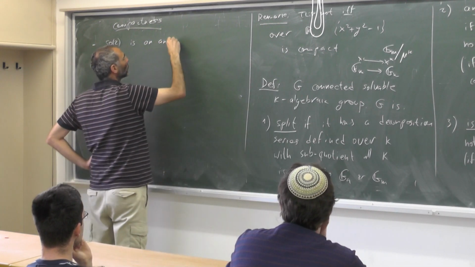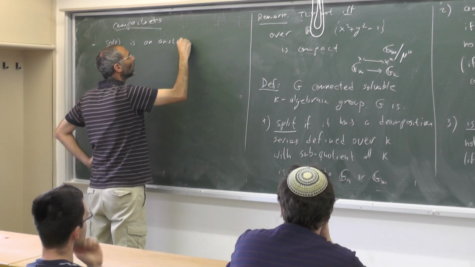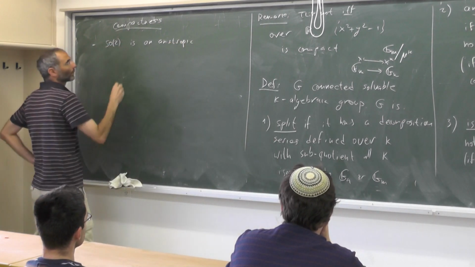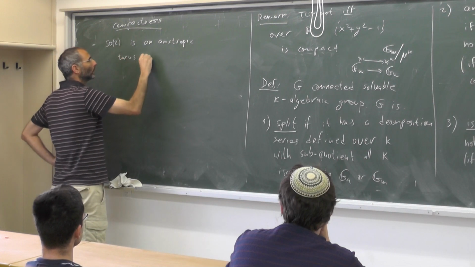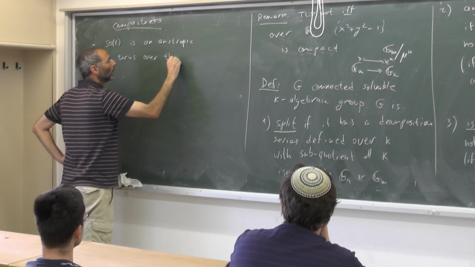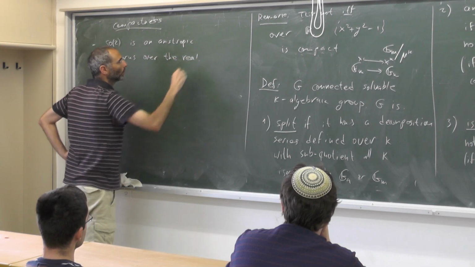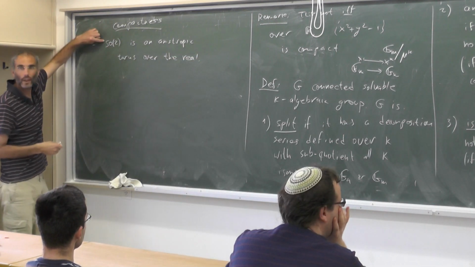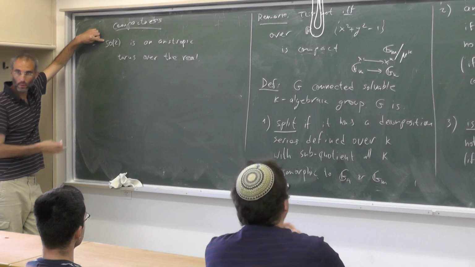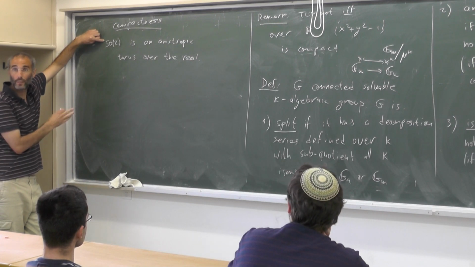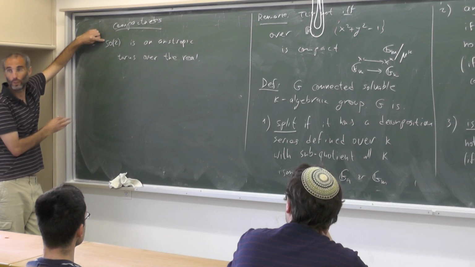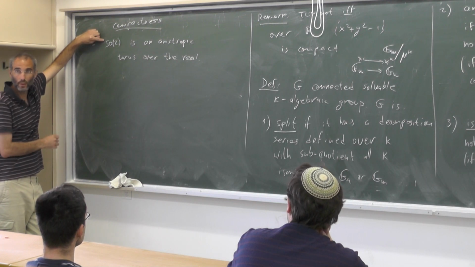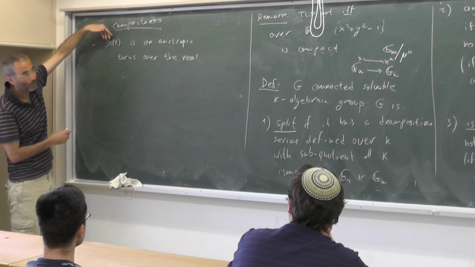SO2, anisotropic torus over the reals. If you want, SO2 is a real algebraic group. I can regard the complex points of it over the complex numbers by this description of it.